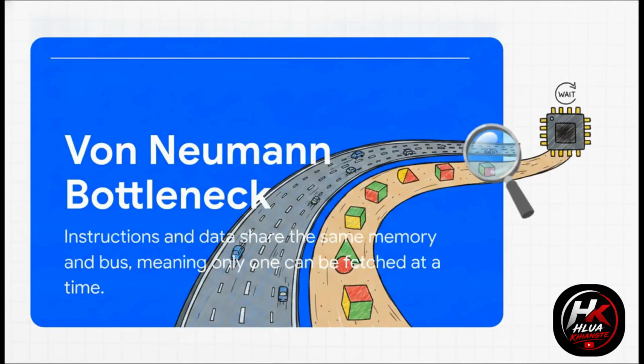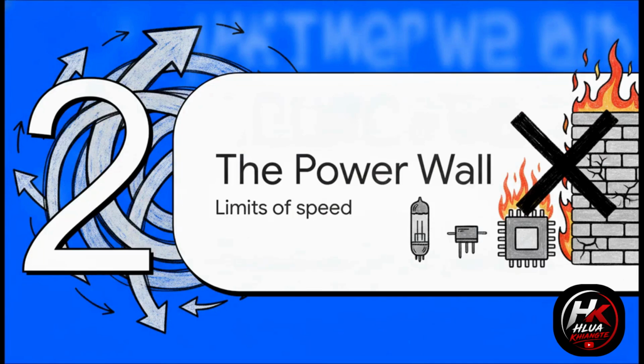But here's the thing about those highways. They illustrate a fundamental physical limitation, and it's known as the von Neumann bottleneck. See, because the CPU needs to get both its instructions and its data from the memory, and they share the exact same physical bus, only one thing can be fetched at a time. It's kind of like a massive, multi-lane superhighway suddenly merging into a single-file dirt road. No matter how incredibly fast your CPU is, it fundamentally has to sit there and wait in this physical traffic jam.